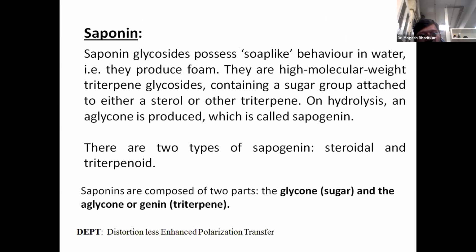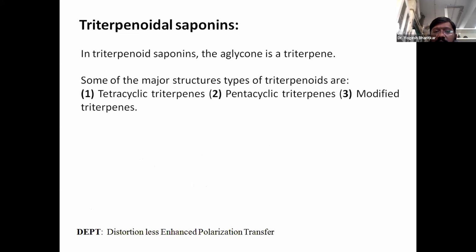And I would like to give some introduction to saponin. Saponin is a glycoside with soap-like behavior. It produces foam when shaken with water, and this soap-like property is harmful to RBCs. There are two types of saponin, steroid and triterpene. Mainly triterpene saponin is based on the triterpene skeleton.